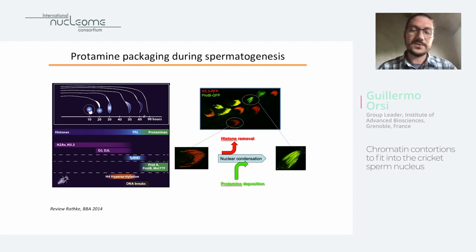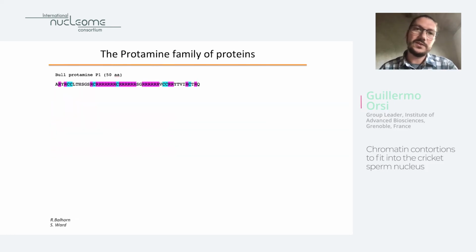Then these histones are removed from DNA and replaced first by transition proteins, which are highly basic proteins interacting with DNA, and then by protamines. The protamine family of proteins is highly evolving, but it has several key features that are conserved. One of them is that they tend to be short, highly basic proteins, very rich in basic residues, arginine and lysine. They also generally have a pretty high amount of cysteines, although this is not completely absolute.